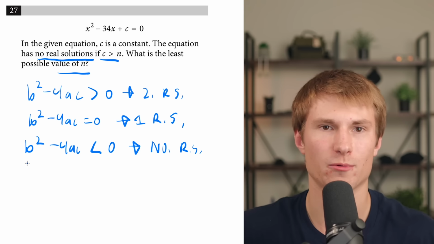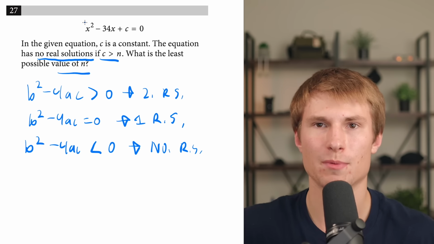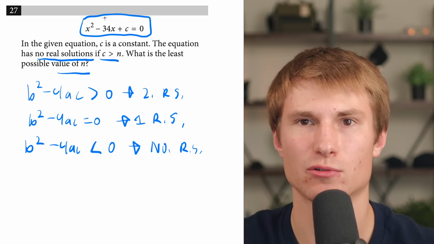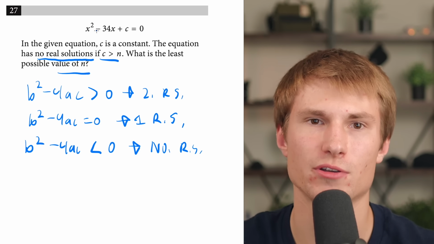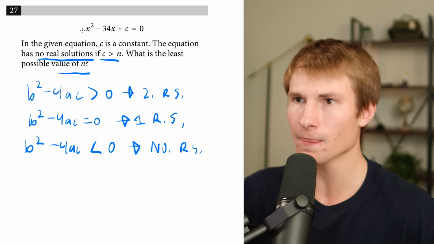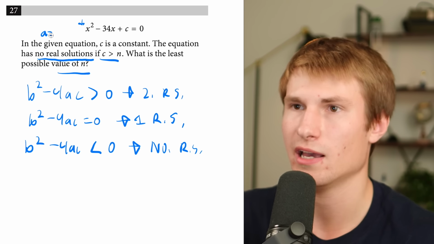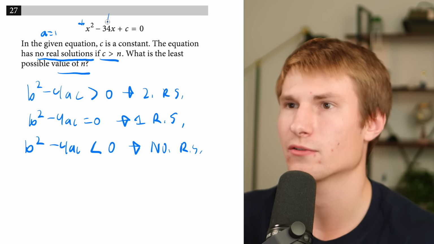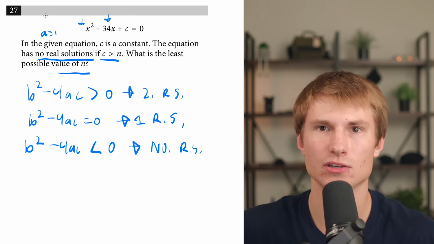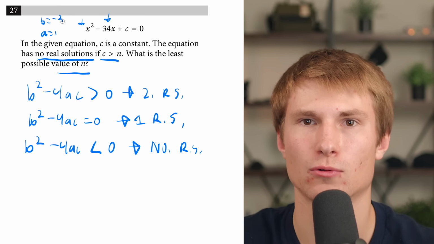Okay, now you might be wondering what the value of b is. I'll quickly show you. Keep in mind this applies for quadratics that are set equal to 0. So if something isn't set equal to 0, you have to set it equal to 0 first. The value of a is whatever the coefficient is in front of x squared. So in this case, a is equal to 1. The value of b is whatever is in front of that x value. So in this case, b is negative 34.